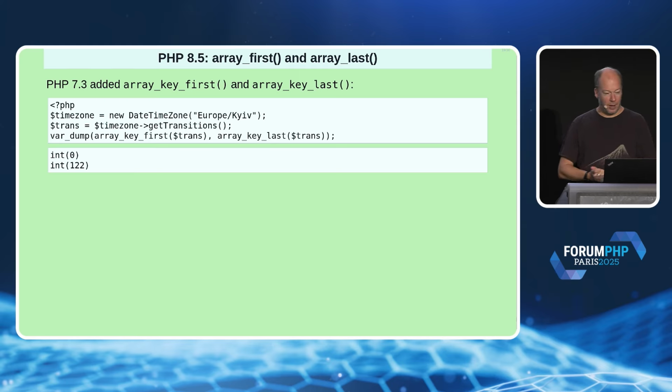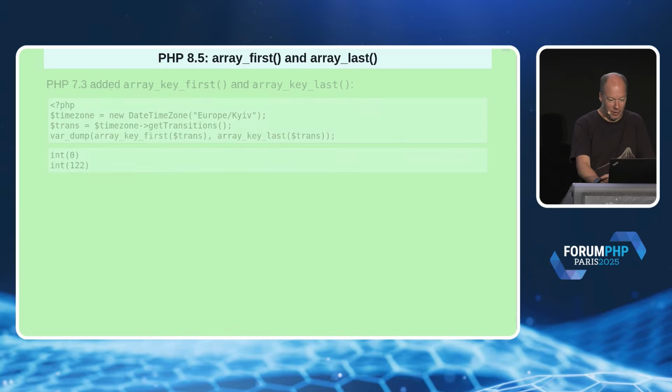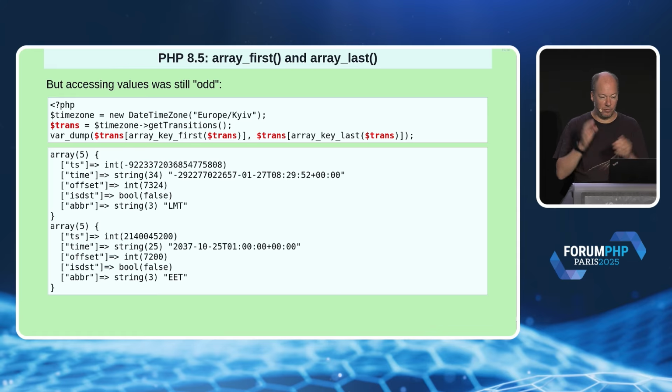All right. In PHP 7.3, yes, I'm now going back almost 8 years, we introduced this array_key_first function that basically gives you the first key in an array. So in this case, if you find all the time zone transitions for keys, the first key is going to be 0 and the last one is 122, just a thing. But if you then want to access the values of the first and the last one, you have to do something weird like this. You have to do var_dump of the transitions array, and then in the square brackets, array_key_first of the transitions array. So you end up using this. I mean, this looks ugly, right?